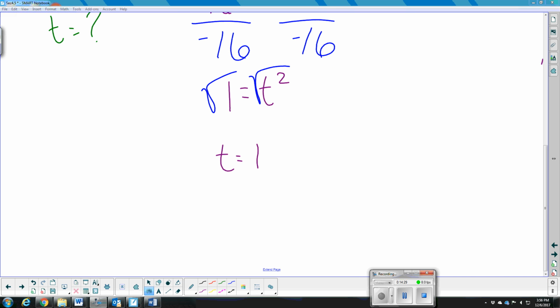And then finally, we solve for t by taking the square root of both sides. The square root of 1 is positive or negative 1. Since we're looking at time, we can only have positive 1. So t equals 1 second.